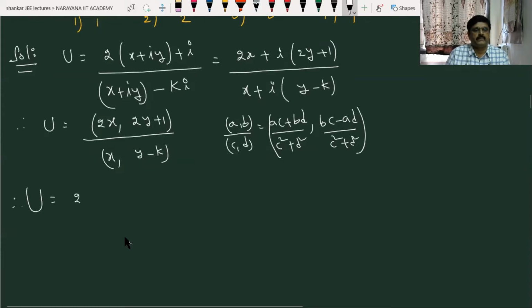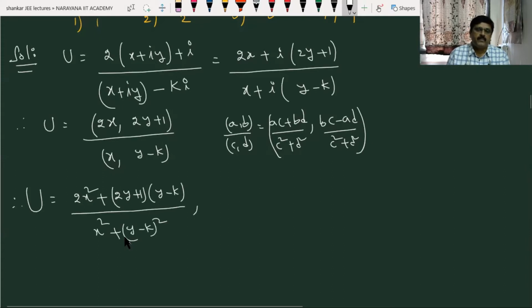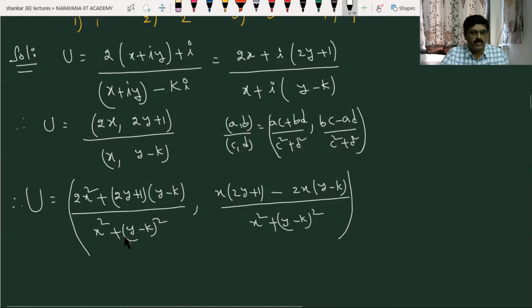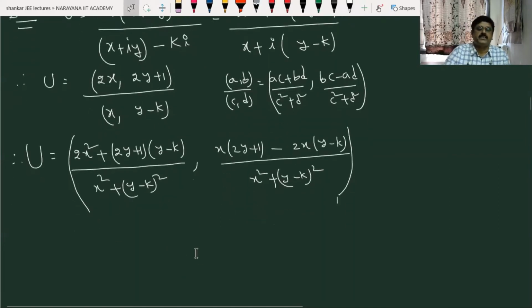Therefore, u is going to be, so carefully write students, (2x² + (2y + 1)(y - k)), that is ac + bd, upon c² + d², which is x² + (y - k)², comma, bc - ad. So it will be x(2y + 1) - 2x(y - k) upon x² + (y - k)². So this problem is coming like this, students.